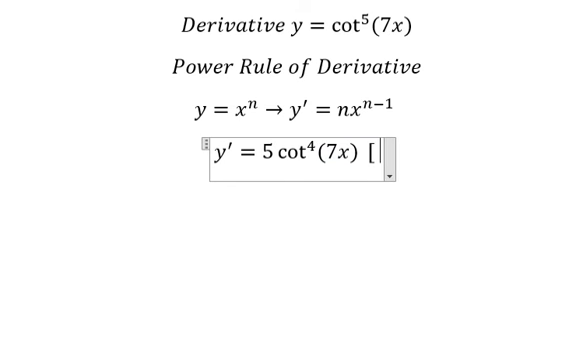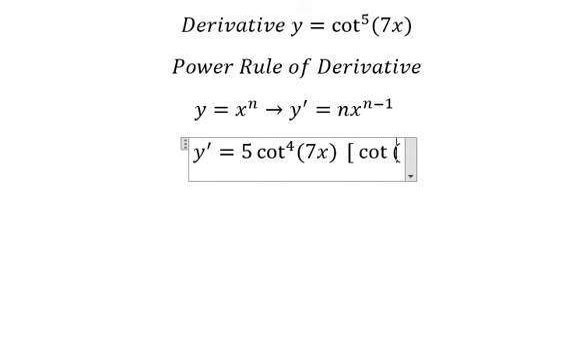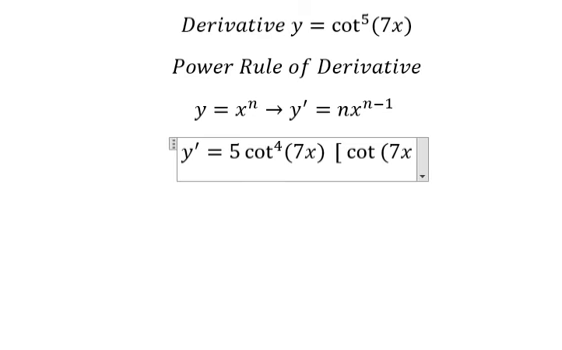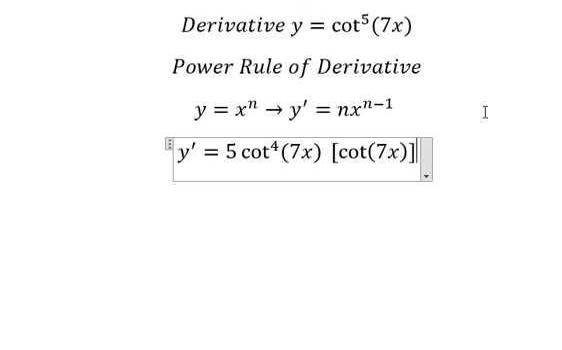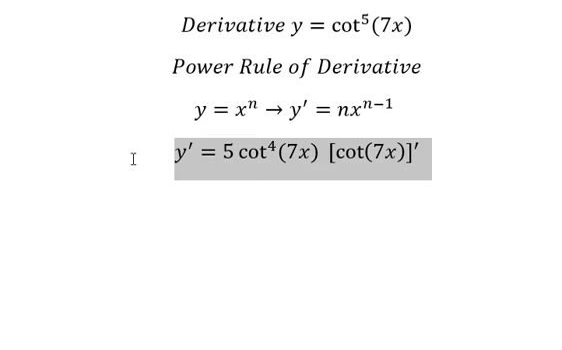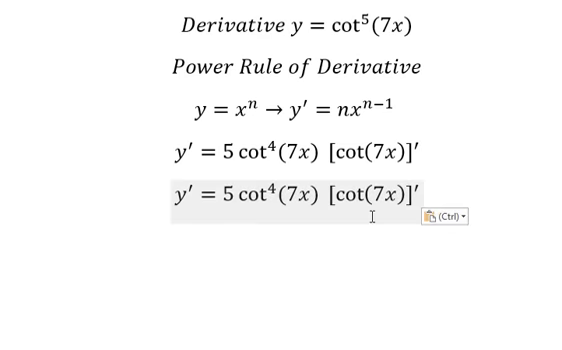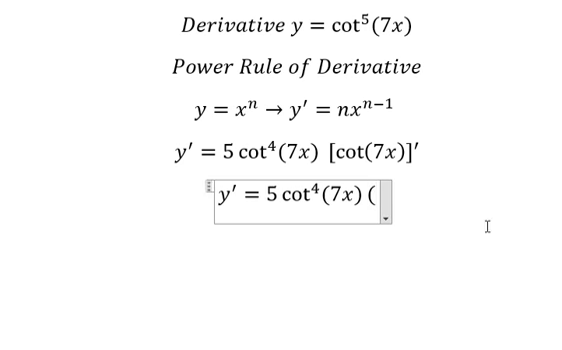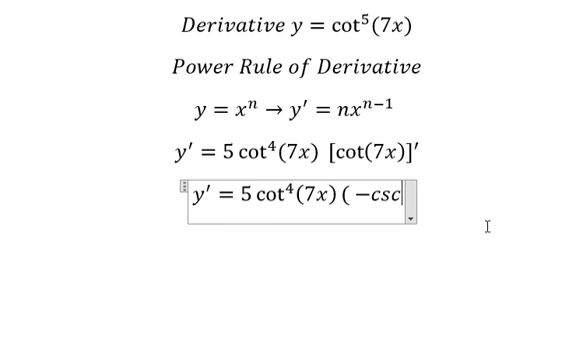Later, we need to do the first derivative of cotangent 7x. Next, the first derivative of cotangent, we have negative cosecant of 7x squared.